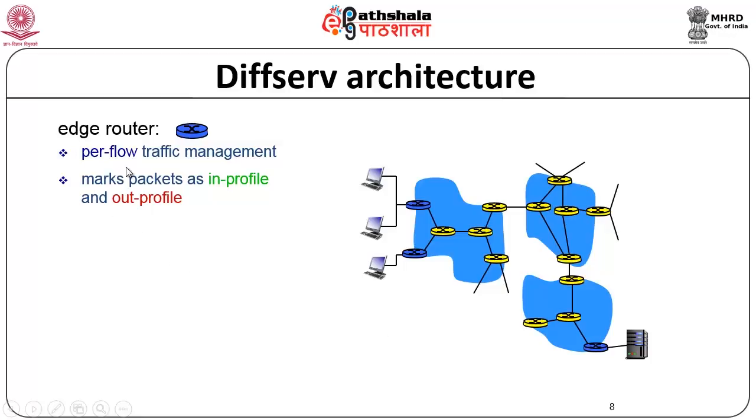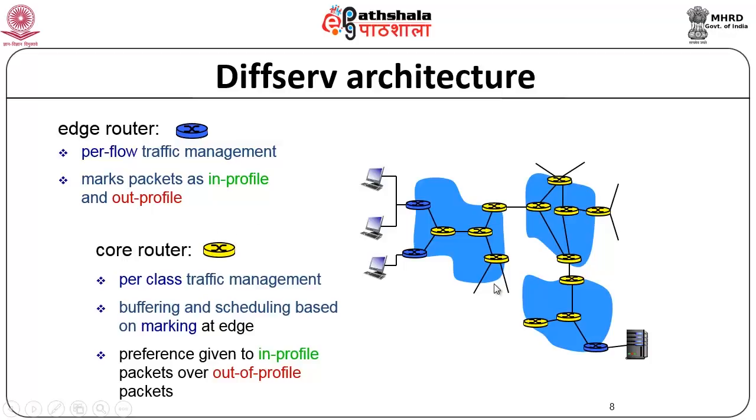At the edge router, we can do per flow traffic management. The blue ones here are the edge routers. You can do per flow traffic management there, and you mark the packets as either in profile or out of profile. In profile means it is within the profile that is specified; out of profile indicates that it is violating the specified profile. At the core routers, the yellow ones here, we do per class traffic management. Buffering and scheduling are based on whatever marking has been done at the edge. If you mark something as in profile and out of profile, obviously you will give preference to the in profile packets over the out of profile packets. So based on whatever marking has been done, you will do the processing over here. This is the basic idea.